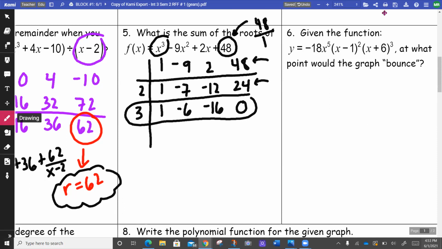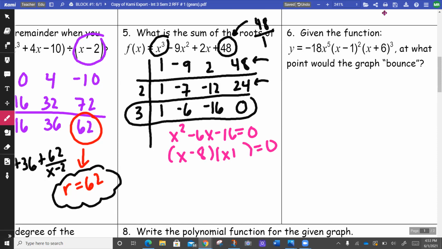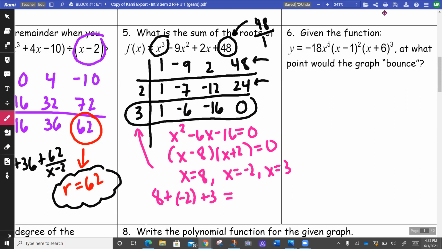Now I'm going to take what's left, which happens to be, it was a degree 3. Now this is a degree 2. So I now have this, and I believe that's factorable. And what multiplies to -16 adds to -8? I'm thinking -8 and +2. So I'm going to get x equal 8, x equal -2. And don't forget, we also had x equal 3. And it wanted the sum of them. So if I was to add these together, 8 plus a -2 plus 3, that is going to end up giving us a 9. And that would have been the sum of your solutions.